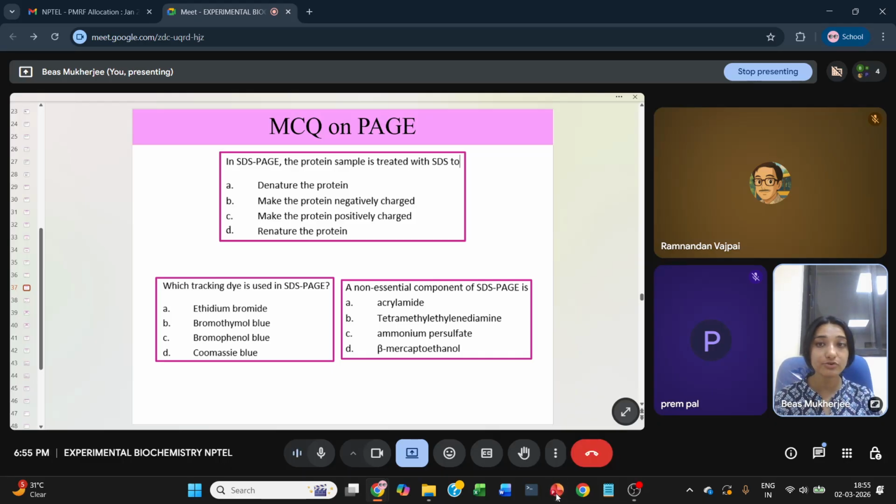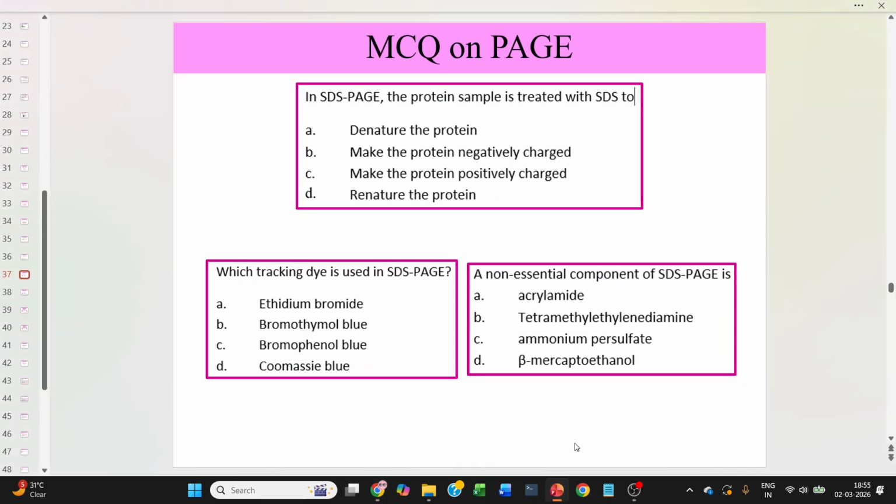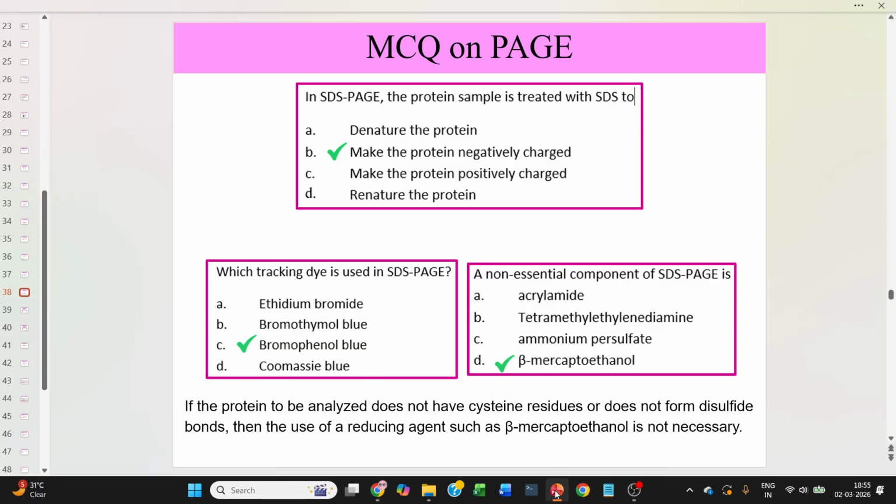Now we have three more questions. In SDS-PAGE, the protein sample is treated with SDS. For what? The next one is, which tracking dye is used in SDS-PAGE? And the other question is, a non-essential component of SDS-PAGE is... Okay. Right. So let's look at the right answers.